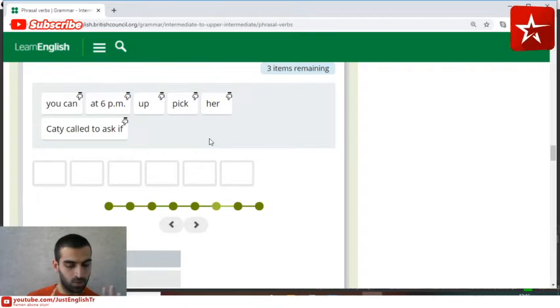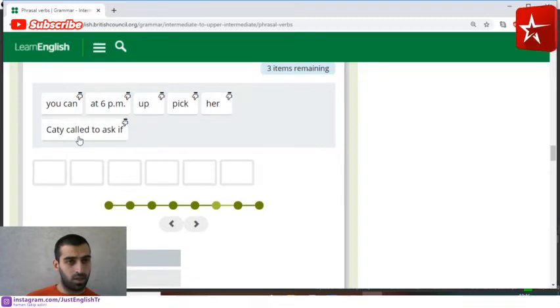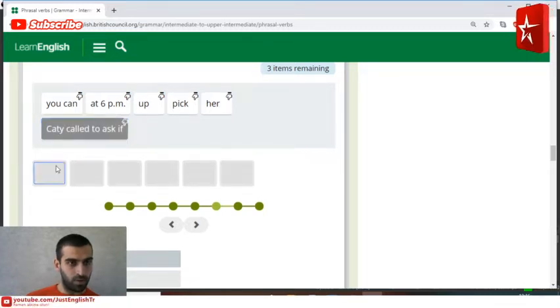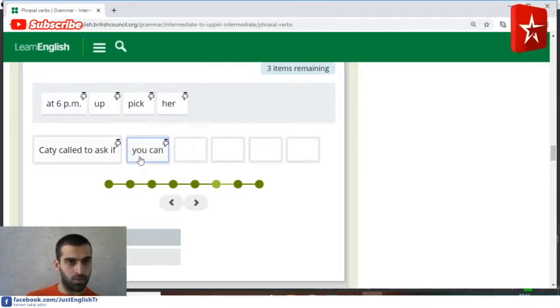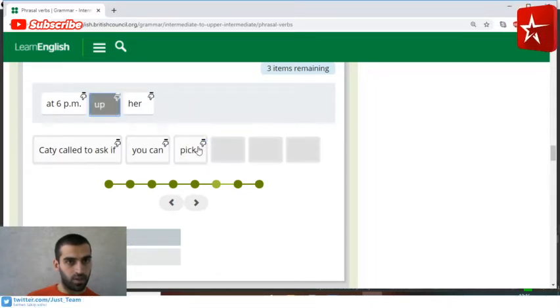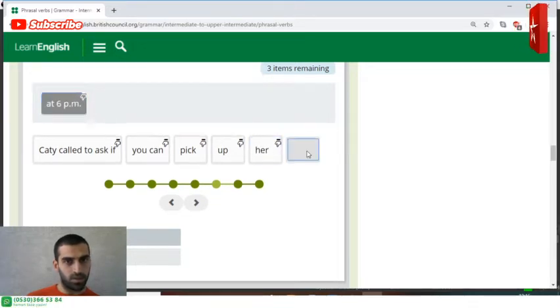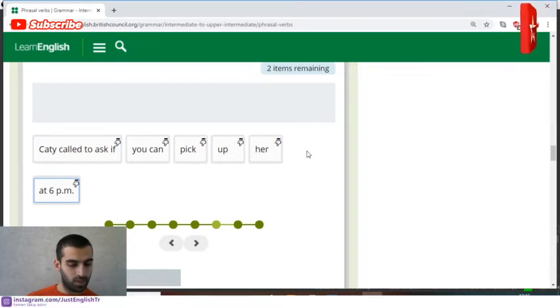Hussein says, "Katie called to ask if you can pick up her at 6 p.m." Okay, let's choose Katie firstly. Katie called to ask if you can. Okay, we choose "you can" secondly for the second gap, and "pick up her at 6 p.m." Okay, this is for Mr. Hussein. It was his answer.